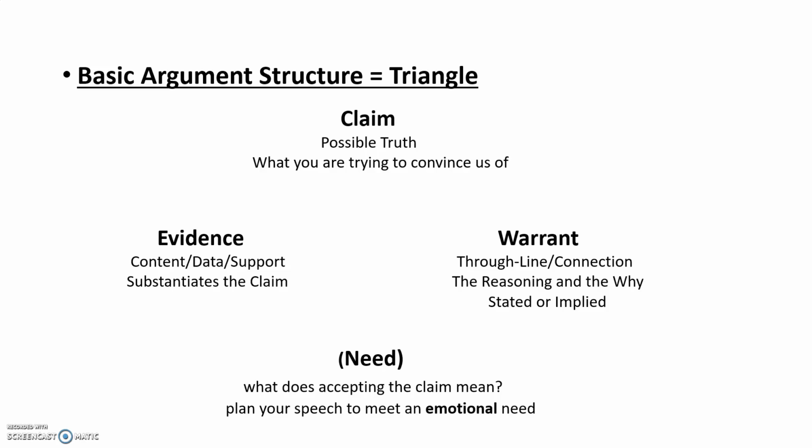Okay? The three points of the triangle are claim, evidence, and warrant. Now, the claim we talked about in the last video. Claim is your possible truth. It is what you are trying to convince your audience of. It is the thing by the end of the speech that you want us all to believe or to do.